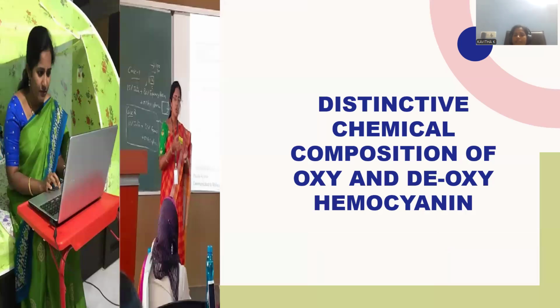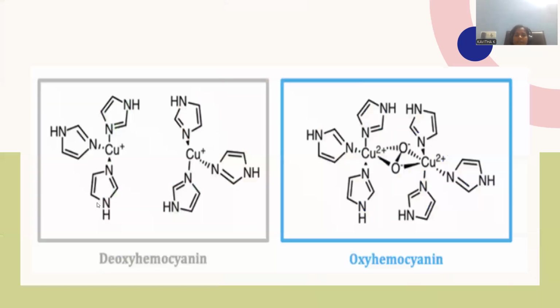Now, the distinctive chemical composition of the oxy and the deoxyhemocyanin. Let me compare how oxyhemocyanin varies from deoxyhemocyanin. That variation we are going to discuss. Deoxyhemocyanin is a monomeric form, where trigonal pyramid is the geometry, and the dimeric form is square pyramidal in nature. The deoxy form is colorless. Oxy is the colored one.